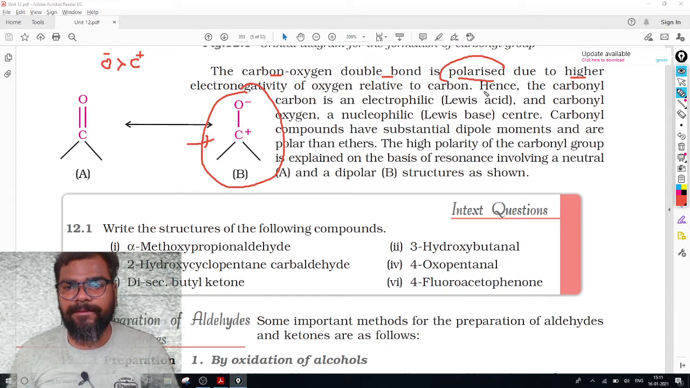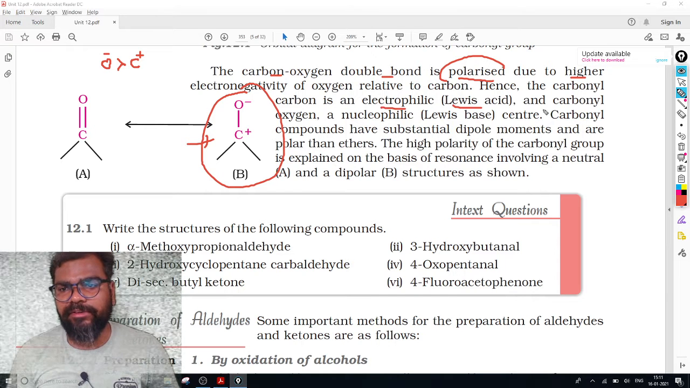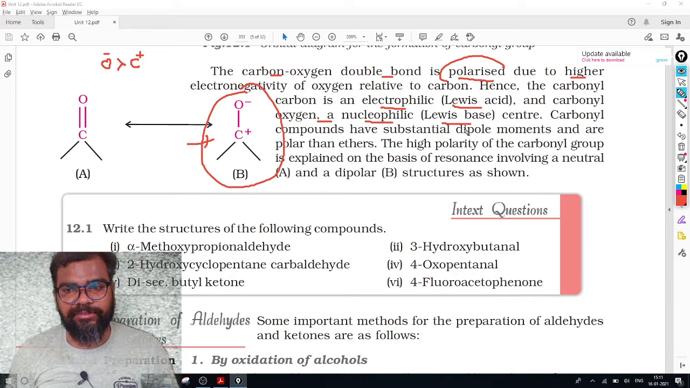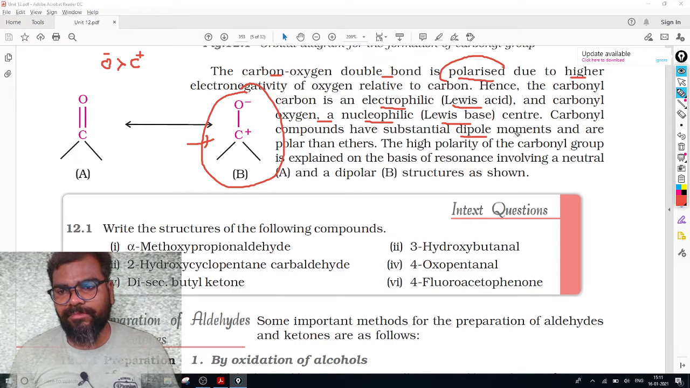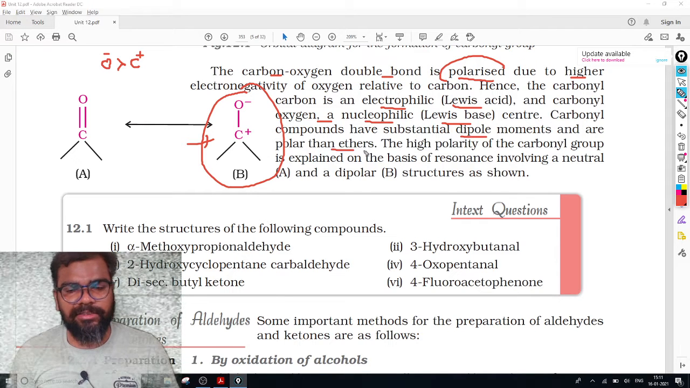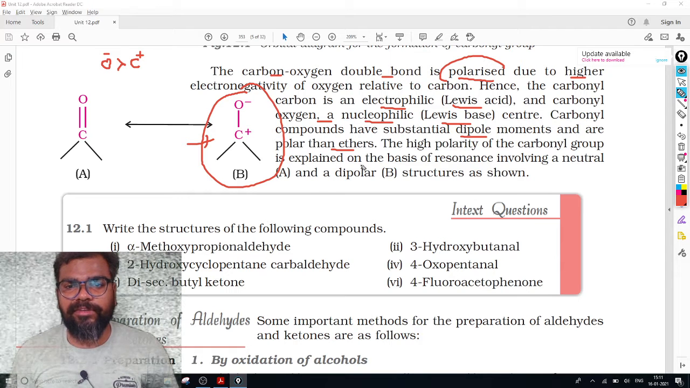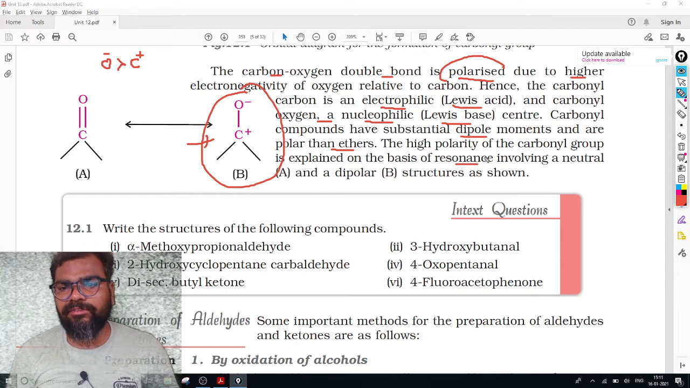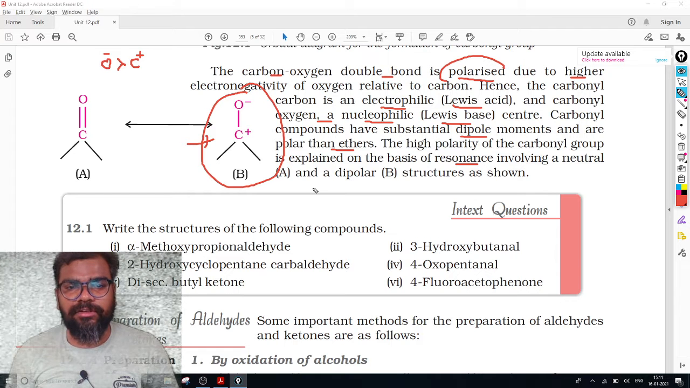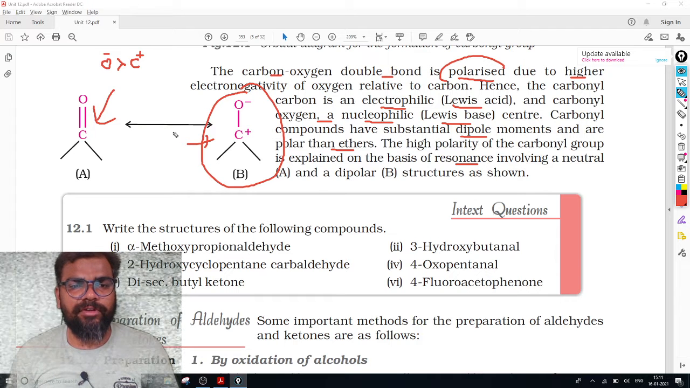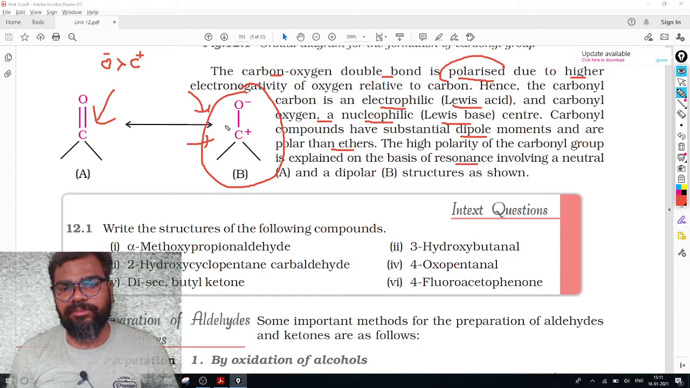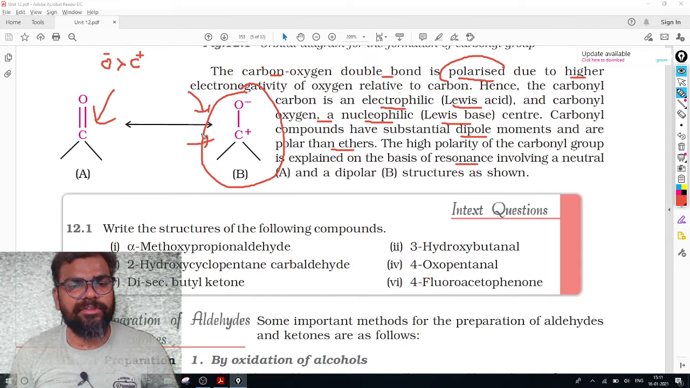Hence the carbonyl carbon is electrophilic, that is, it acts as a Lewis acid, whereas the carbonyl oxygen is nucleophilic, acting as a Lewis base center. Carbonyl compounds have higher dipole moments and are more polar than ethers. The high polarity of the carbonyl group is explained on the basis of resonance involving a neutral structure, this one, and a dipolar structure, this one, as shown in the diagram beside.